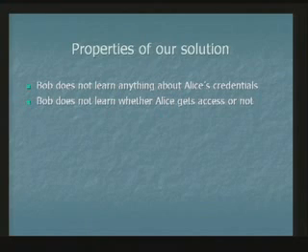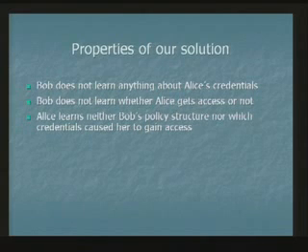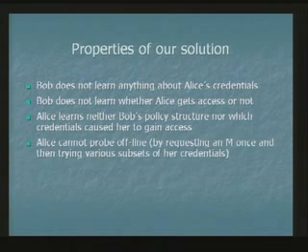And this is nice because if Bob knew whether Alice got access or not, he could change his policy every time Alice asked for something and glean information about Alice's attributes. Alice does not learn Bob's policy structures nor which credentials caused her to gain access. In our solution, we try to achieve a couple more things here. Alice cannot probe offline. She can't request the message once and then try different sets of credentials with just that one request.